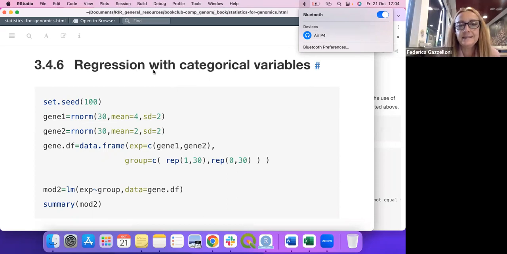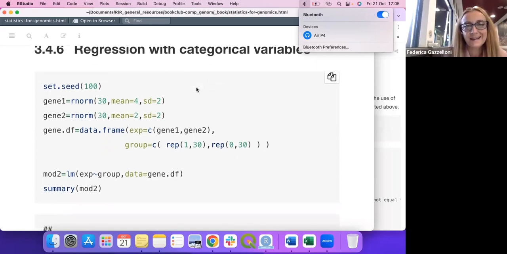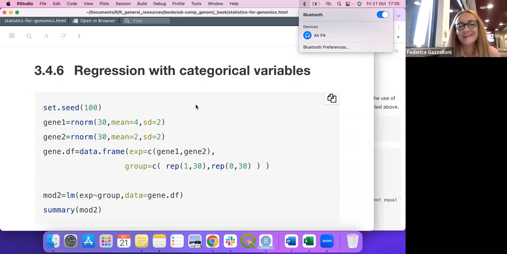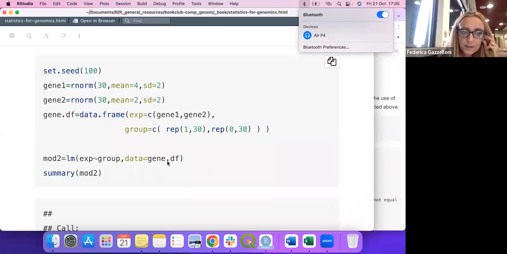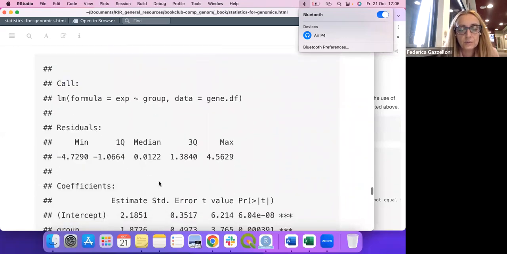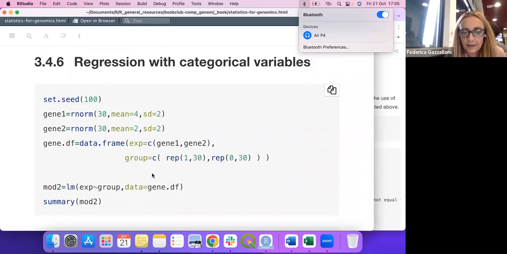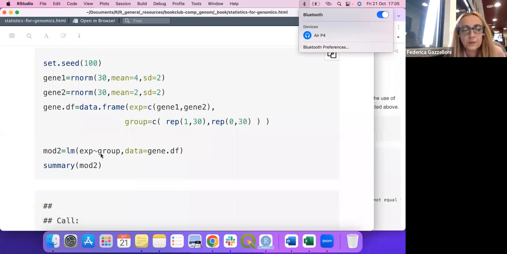Okay, so basically the regression with categorical variables is when you might have categorical variables instead of just continuous variables. In this case, for example, let's see that again: we have two genes, and we have a group again.